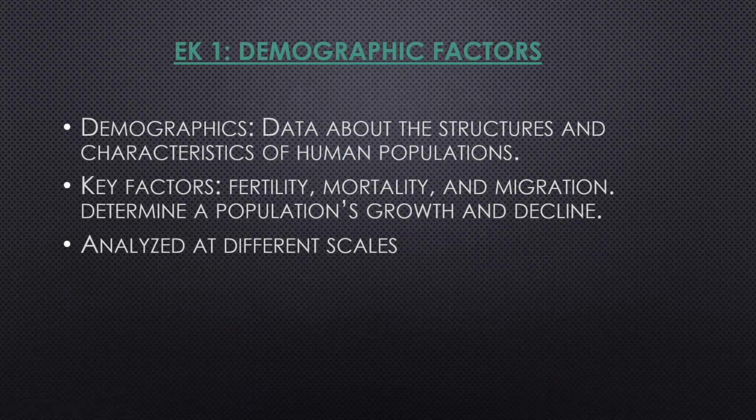And the first thing we're going to look at are demographic factors, right? Demographics being data about the structures and characteristics of human populations. So here are a couple of the key factors: fertility, mortality, and migration. We won't dive too deeply into migration simply because we'll have a few topics this unit to look at that. But ultimately, these three determine a population's growth and decline, right? And they're all analyzed at different scales, right? That's just what geographers do, because the data impacts the natural environment and society at different scales.